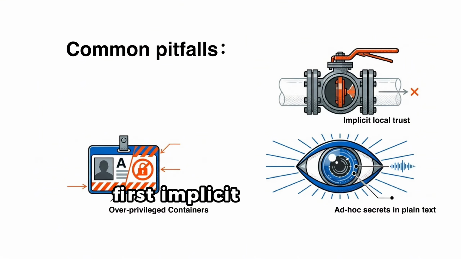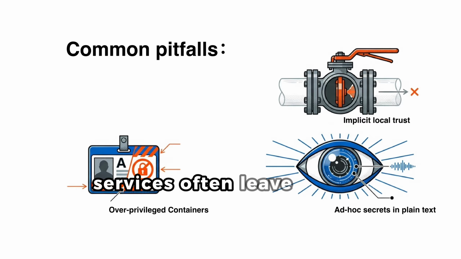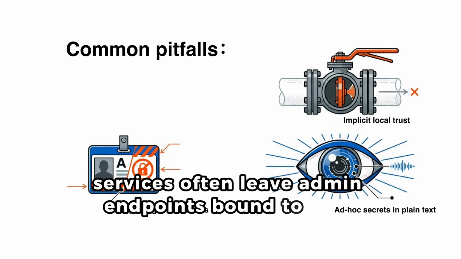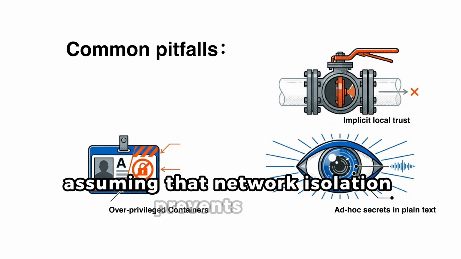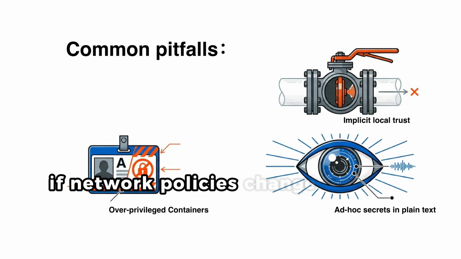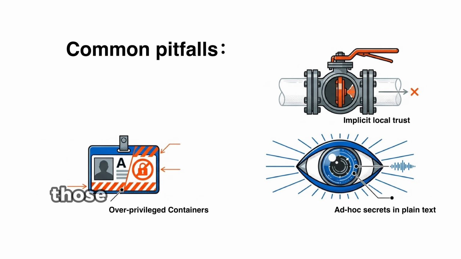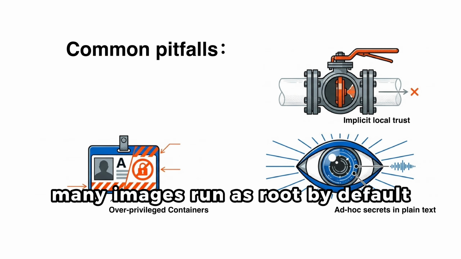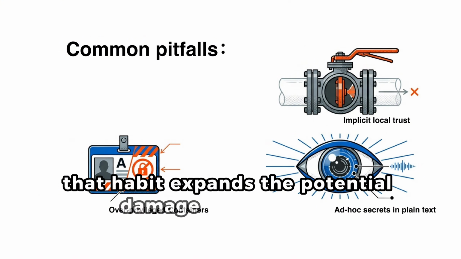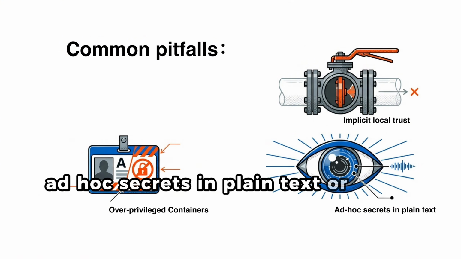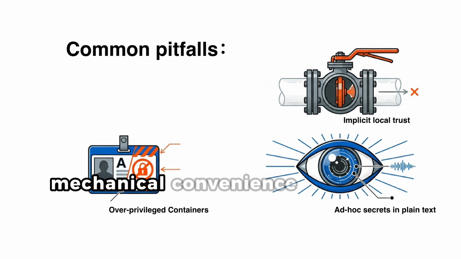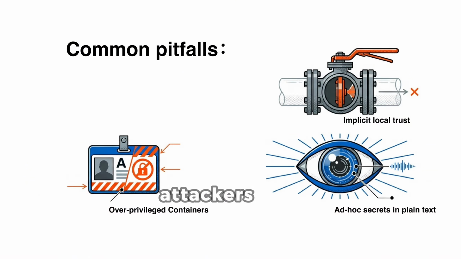First, implicit local trust. Services often leave admin endpoints bound to 0.0.0.0 inside a cluster, assuming that network isolation prevents abuse. If network policies change or a pod is compromised, those endpoints become wide open. Second, overprivileged containers. Many images run as root by default. That habit expands the potential damage of a breakout. Third, ad hoc secrets in plain text or baked into images. Mechanical convenience that leads to long-lived keys attackers love.